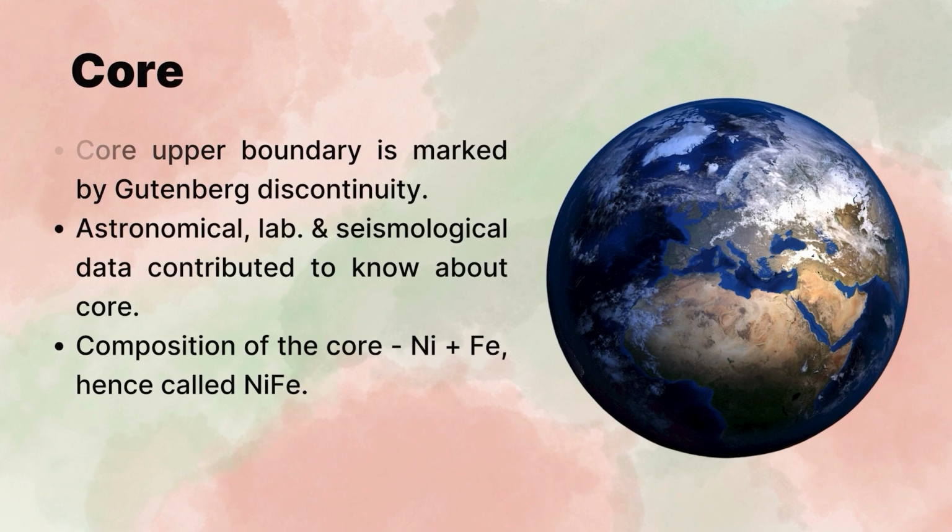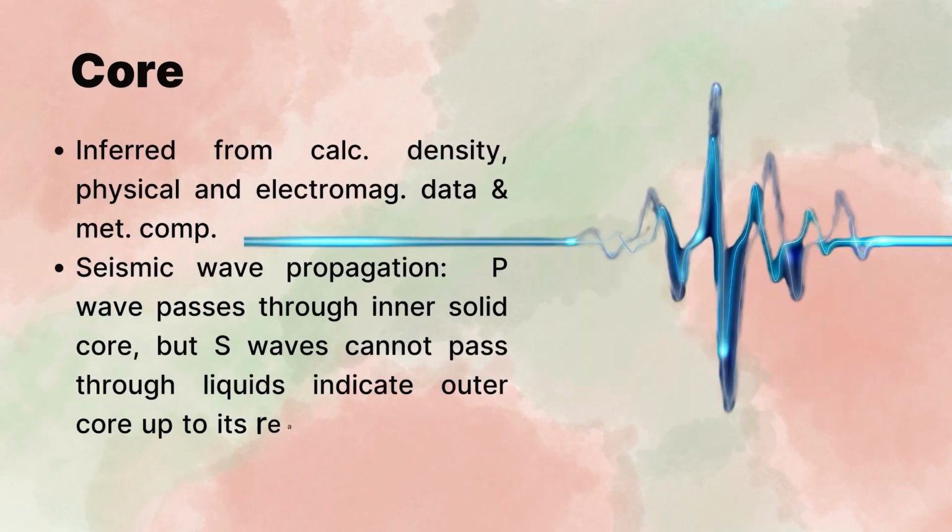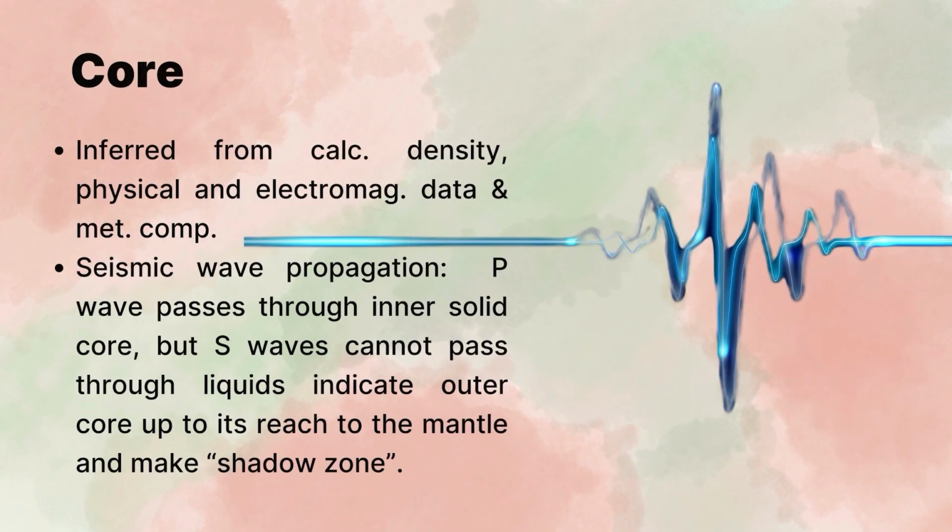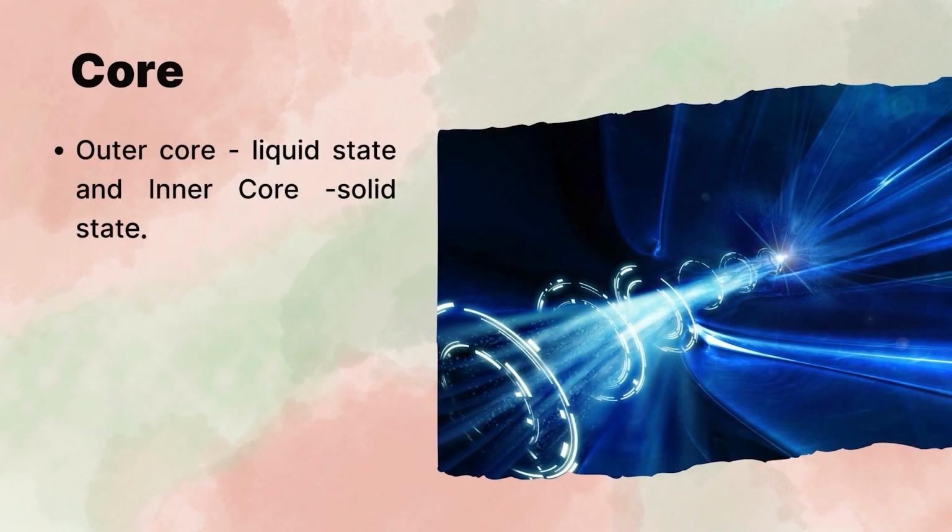Astronomical and seismological data contributed to knowledge about the composition of the core, which is composed mainly of nickel plus iron, hence called Ni-Fe. Inferred from calculated density, physical and electromagnetic data. In seismic wave propagation, P waves pass through the inner solid core, but S waves cannot pass through liquid, indicating the outer core, up to where it reaches the mantle, and make a shadow zone. Outer core is in liquid state and inner core is in solid state.